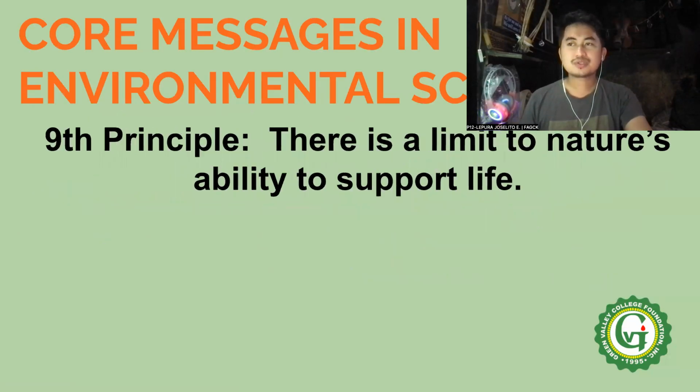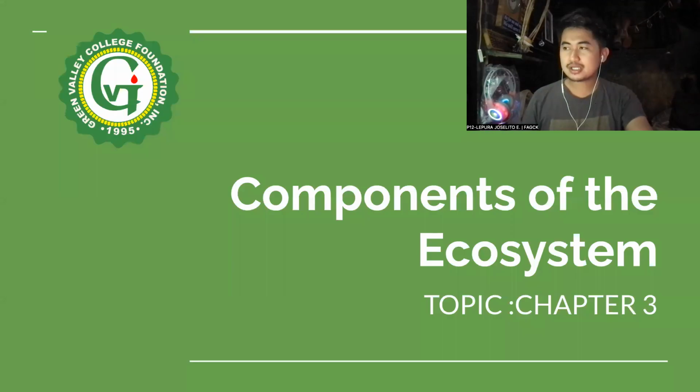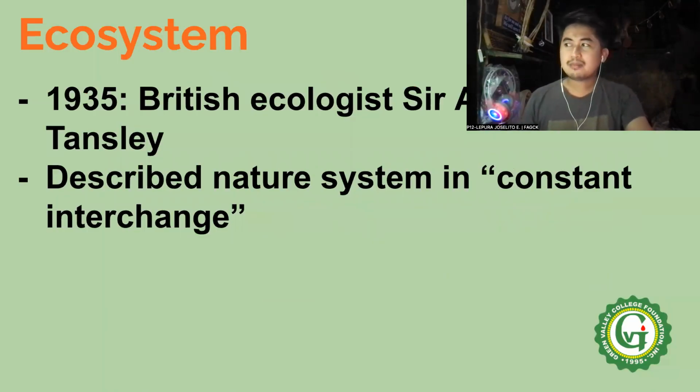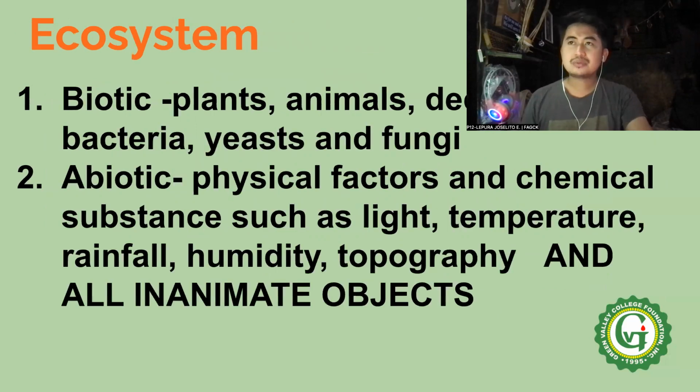We've also discussed the components of your ecosystem for our chapter 3. Don't forget the following. First, your ecosystem is composed of biotic and abiotic components. When you say biotic, bio means life. It has life; it breeds and reproduces its own kind. Abiotic means the absence of life, and biotic means life.